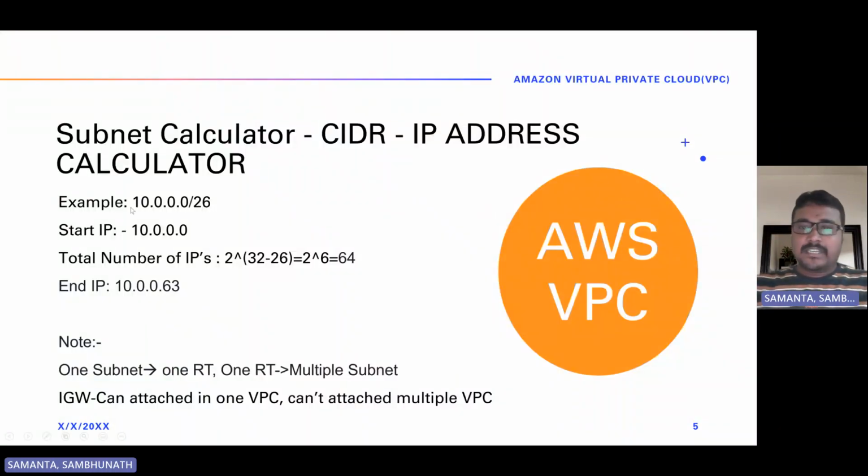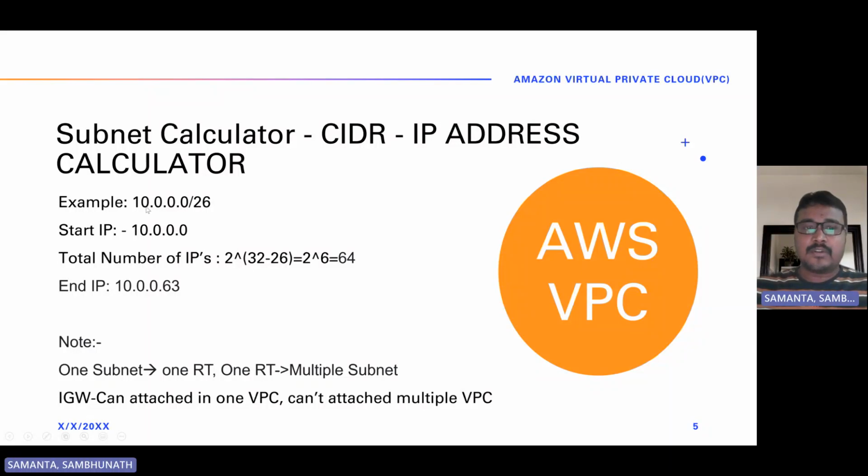Now we'll talk a little bit about how the CIDR value works, right? Whenever you are creating the CIDR range, we have to specify what IP range you want, right? Suppose here I gave the example 10.0.0.0/26. You can specify /28, /24, as per your requirement, right? You can specify how you want the range.